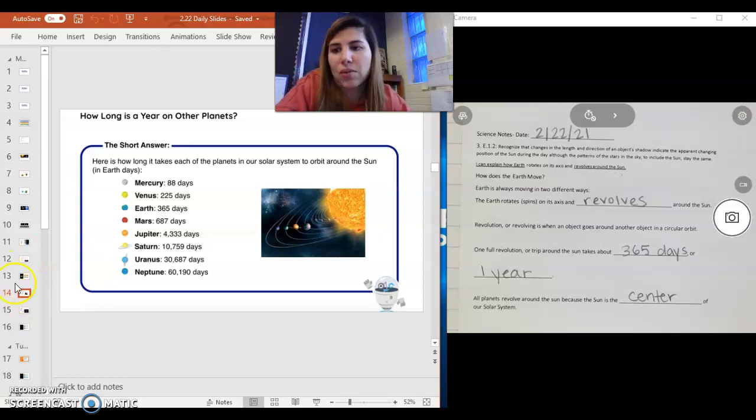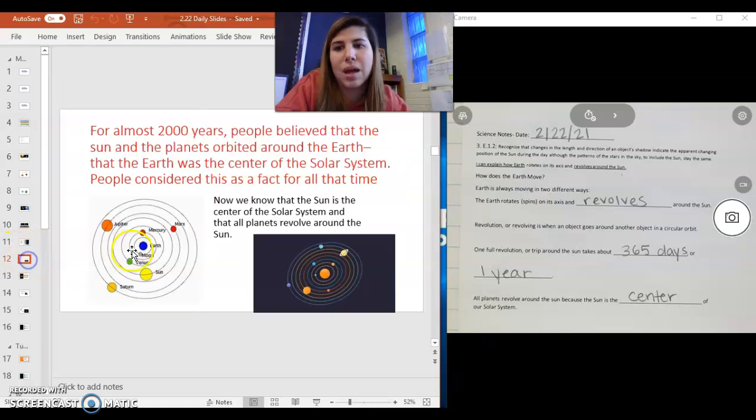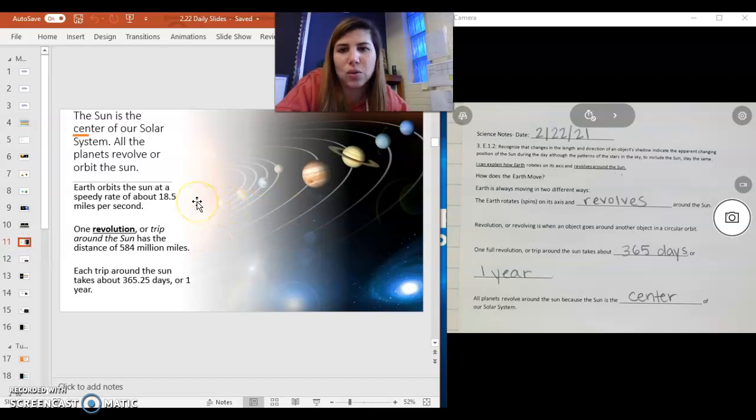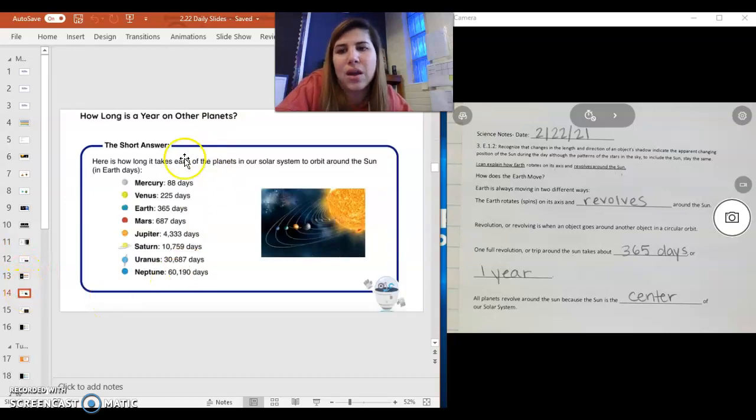So thinking about what we just heard, depending on where you are in the solar system, planets that are closer to the sun are going to have shorter years versus planets that are farther from the sun, which are going to experience longer years. Let's take a closer look at that. Mercury, we know, is the closest planet to the sun, and so a year on Mercury is only 88 days. On the other hand, Neptune is the farthest planet from the sun, and a year on Neptune is 60,190 days. So again, really emphasizing the farther you are away from the sun, the larger that orbit is, which means it takes much longer to revolve around the sun, which means one year is much longer on those planets.